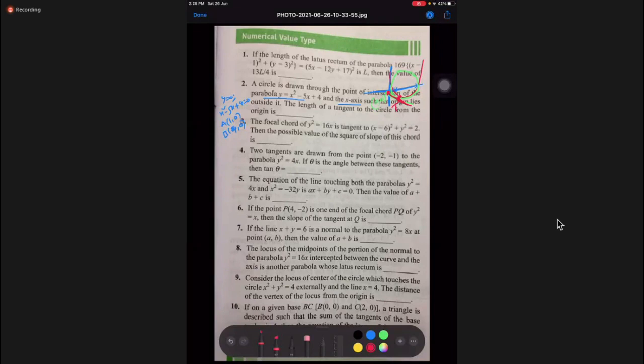It's passing through 1, comma 0 and 4, comma 0. So, sir, we can write the length as under root of g square minus c, because you have to find g, c, and f. Once you know the circle, the length of tangent is easy. The origin lies outside of it means c is greater than 0. G and f values we have to find, students.